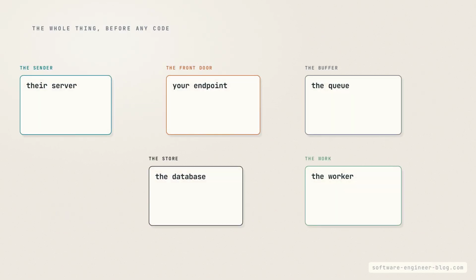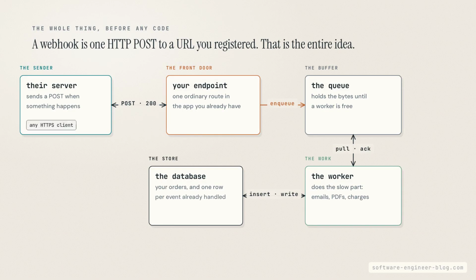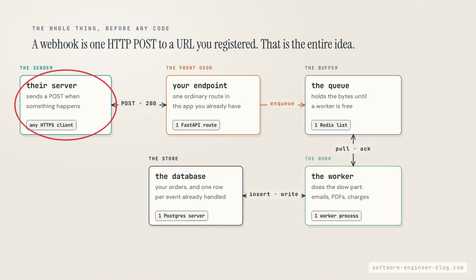Here is the whole system we are going to build. Their server, on the left, it sends a post when something happens. Then your endpoint. This is the box the video is about, and it is one ordinary route in the application you already have. Then a queue, which just holds the bytes until a worker is free. Then the worker, which does the slow part, the emails, the PDFs, the charges. And a database, which holds your orders and also one small row for every event you have already handled.